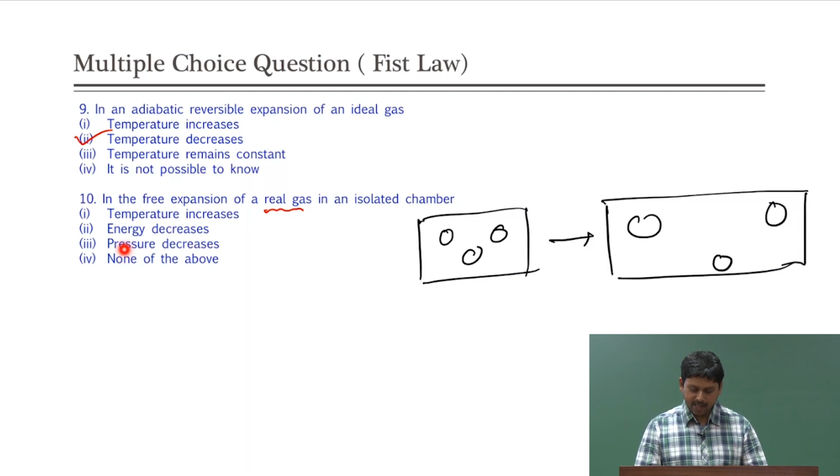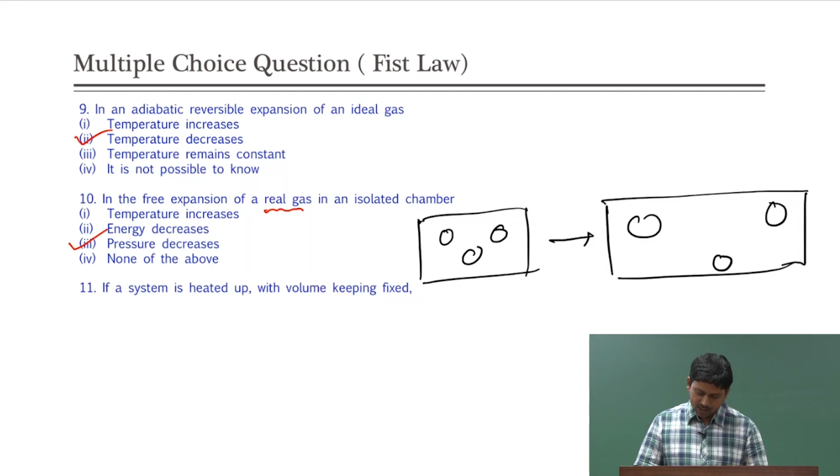Therefore, the right answer is that pressure decreases, because whenever there is an expansion in volume the pressure decreases, because pressure is inversely proportional to the volume. Of course, for the ideal gas, but for real gas it may not be exactly inverse, but of course it is reciprocal. That means if pressure increases, volume decreases; if volume increases, pressure decreases.